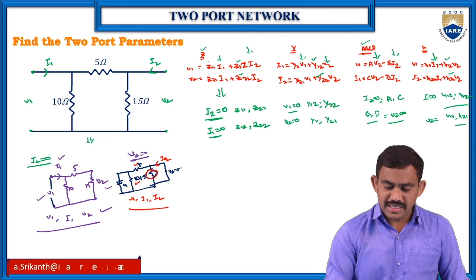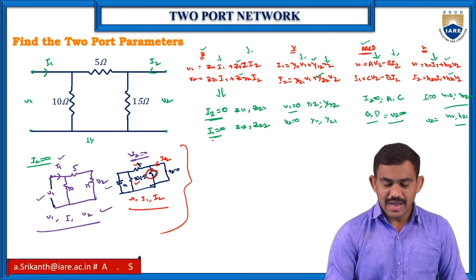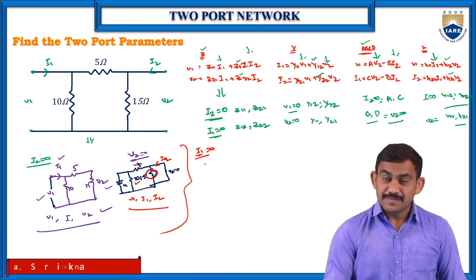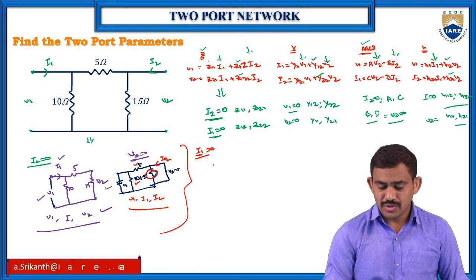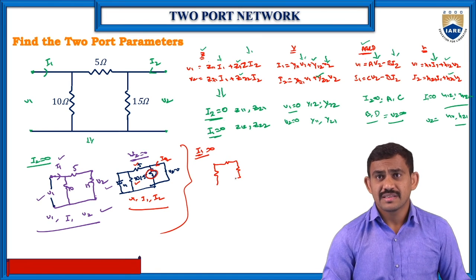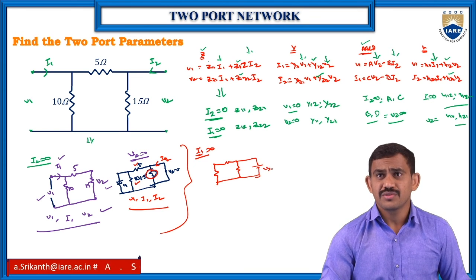One more condition we have, primary side now: I1 equal to 0. I1 equal to 0 means the primary side is open. So we have 10, 5 and 15 ohms, and here we have the voltage V2 and current I2.